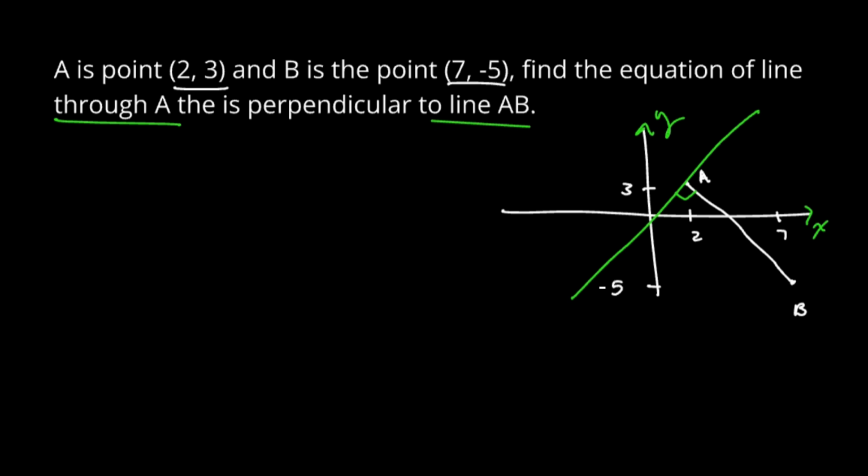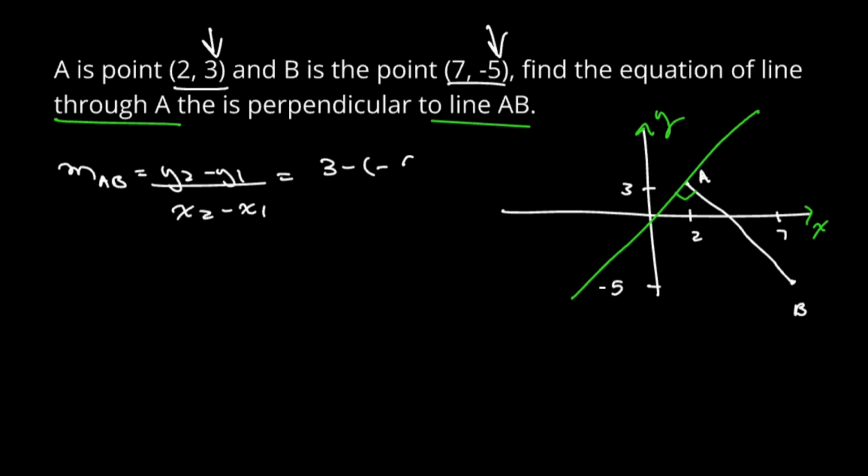So first we will find out the gradient of the line AB. So m_AB equals y2 minus y1 divided by x2 minus x1. So this becomes 3 minus -5 divided by 2 minus 7. So the gradient of line AB equals 3 plus 5, which is 8, and 2 minus 7 is negative 5. So the gradient of line AB becomes -8 over 5.